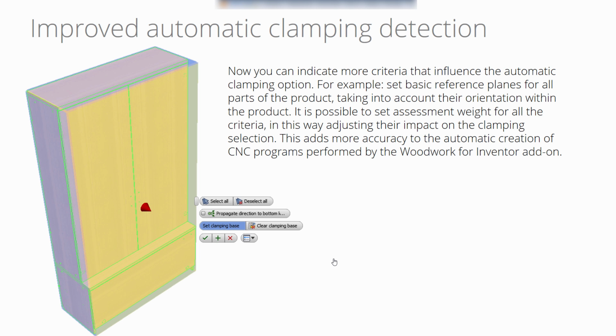So the clamping is also improved, because in most cases you need to care about the precision of how the CNC programs were made, and there is attention to the fact that, looking from the front, your furniture would look as good as possible.